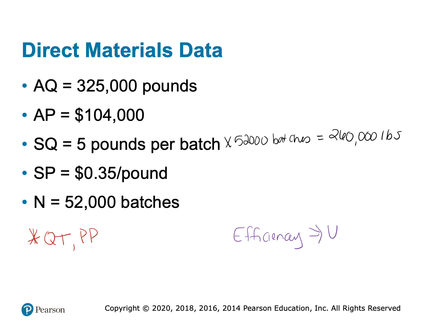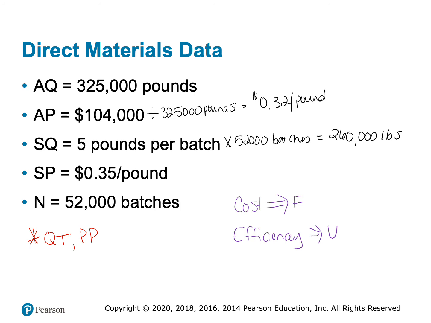So this $104,000 was used to buy 325,000 pounds of materials. So I want to divide this by 325,000 pounds. And when I do, I get a rate of 32 cents per pound. So I thought I was going to pay 35 cents a pound. I actually paid 32 cents a pound. I paid less than I had budgeted for. This is a good thing. So this tells me that my cost variance is going to be favorable. I don't know how favorable it is yet, but I do know that it is favorable.